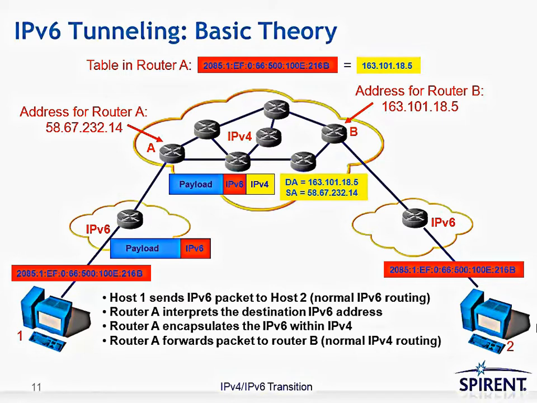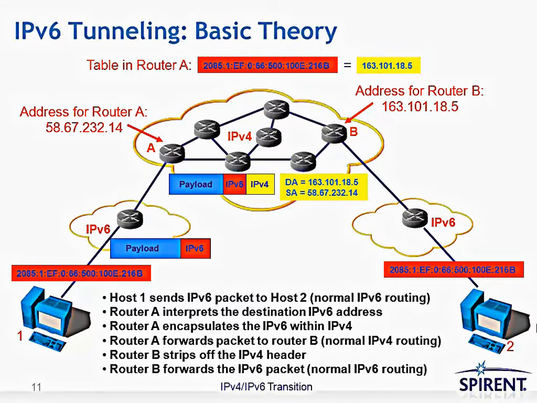Of course, the packet sent from router A to router B follows normal IP version 4 routing through the IP version 4 internet in this example. And so again, there's a lot of IP version 6 traffic traversing the global IPv4 internet using this mechanism. Router B receives the packet and then strips off the IP version 4 header. The original IPv6 packet and payload are forwarded on to the IPv6 links that device 2 is connected to. And then it follows normal IPv6 routing to get to device 2.